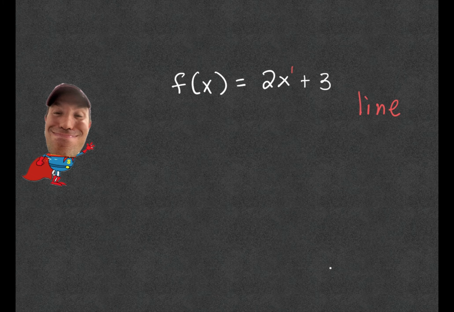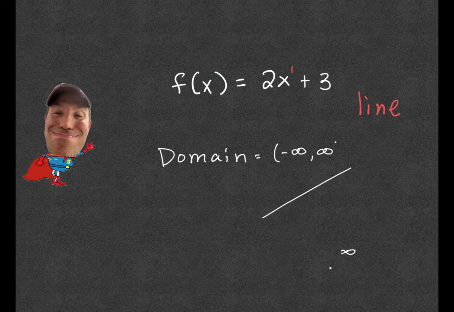Now, when we think about domain, we think about all the x values. So when you have a line, is there any x value that I cannot put in? No, it goes from negative infinity to infinity. So for a line, the domain is negative infinity to infinity, parentheses. Always parentheses when we have infinity.